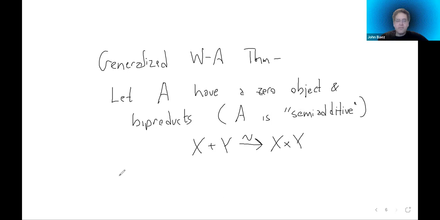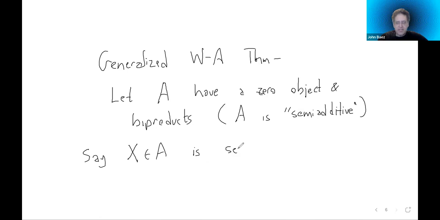And then I'm just gonna put a hypothesis in here. So I'm going to look at an object in A, and I want this object to be semi-simple. And now I'm making up some new concept of semi-simple. So I probably shouldn't call it semi-simple because it's already used for so many millions of things, but I'm gonna do it anyway.